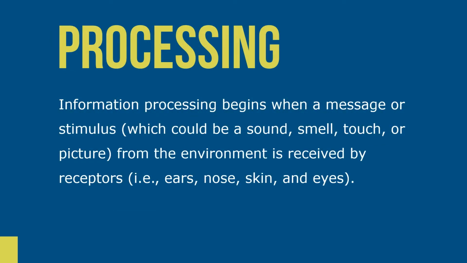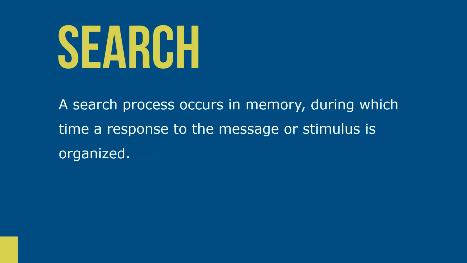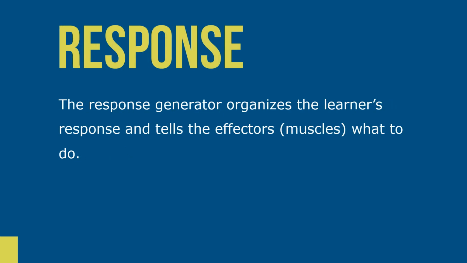Information processing begins when a message or stimulus, which could be a sound, smell, touch, or picture from the environment, is received by receptors like ears, nose, skin, or the eyes. The message is registered in the senses and stored in short-term memory, and then it's transferred or coded for storage in long-term memory. A search process occurs in memory, during which time a response to the message or stimulus is organized. The response generator organizes the learner's response and tells the effectors, muscles, what to do.